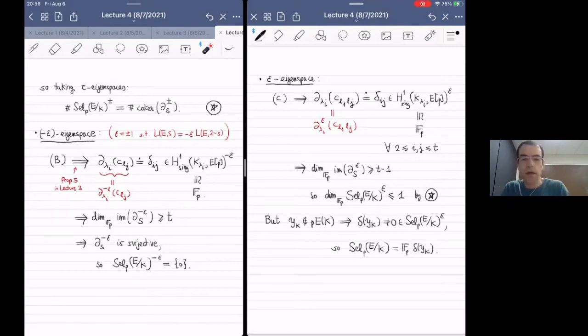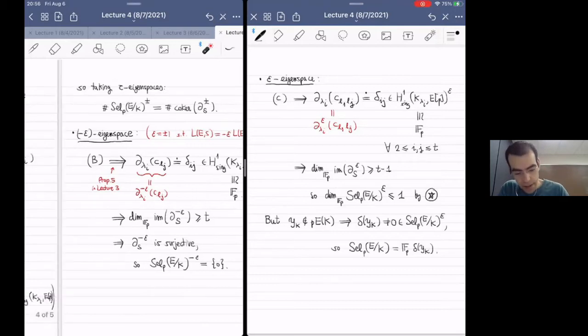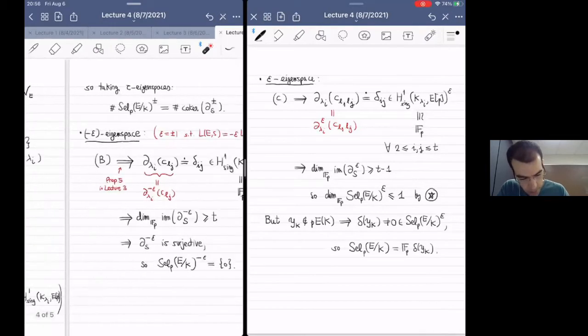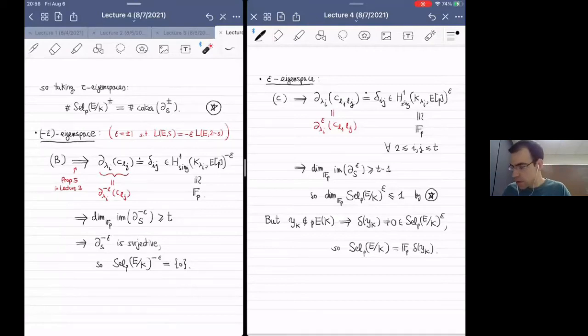So now we have reduced the problem to finding an n for which A, B, and C hold. And it's at this point where we're going to have to use a clever use of Chebotarev's density theorem. So the upshot of this, to conclude everything, is that it remains to find an n in this N_p for which these A, B, and C hold.